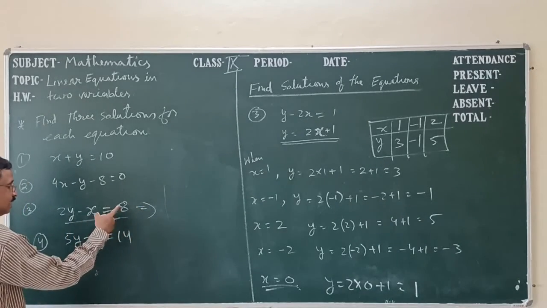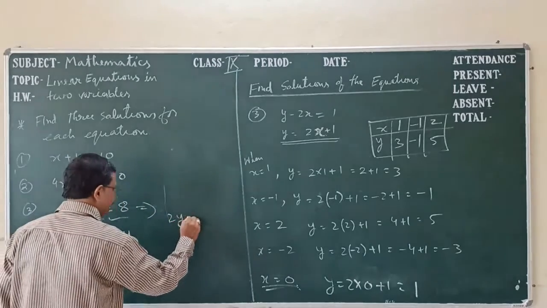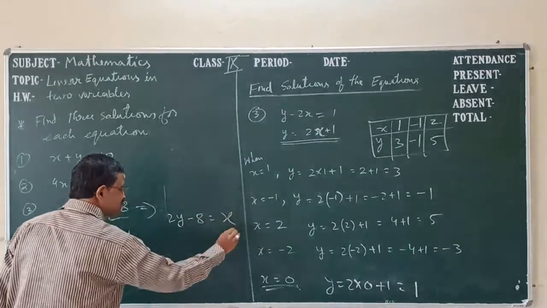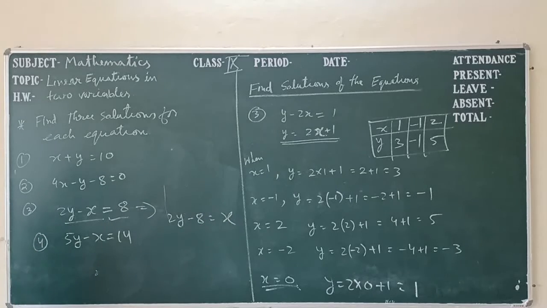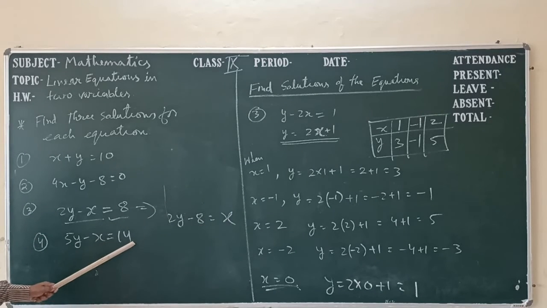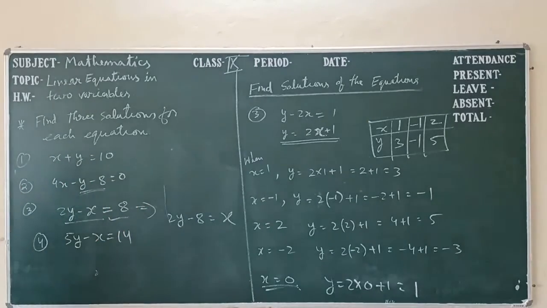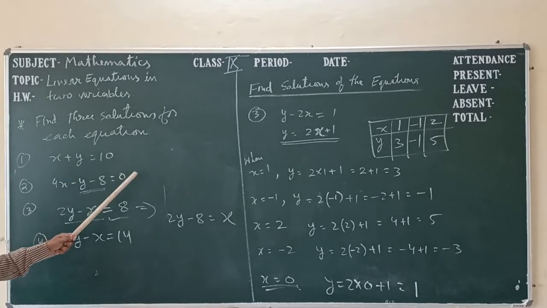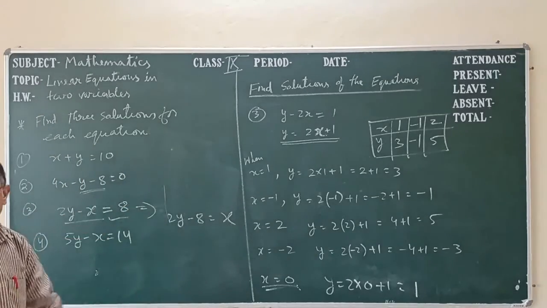2y minus x is equal to 8. Then 8 will be shifted here, x will go to that side. So 2y minus 8 is equal to x. Now you put y equal to values 0, 1, minus 1, 2 and find the value of x. Here also you take x to that side or this side. Here you take both of these to that side and divide by 4. Here also you take any one of these and then you find. So in such a way you complete and find the solutions.